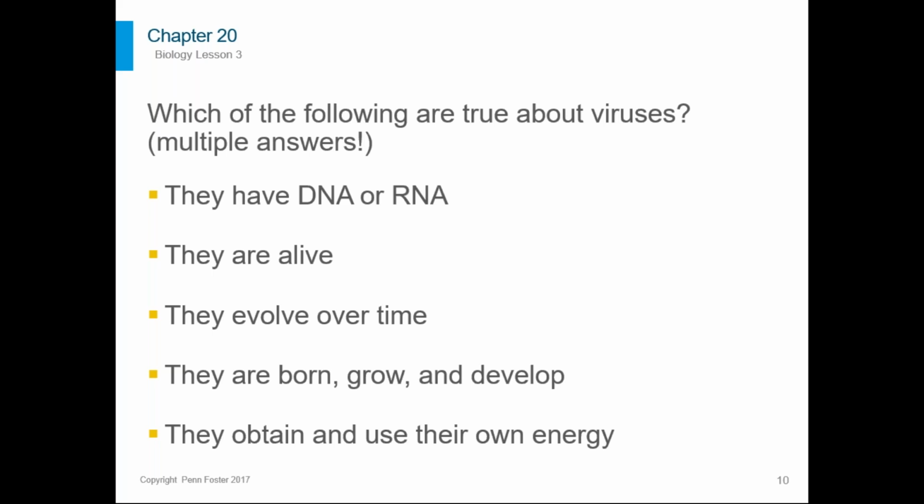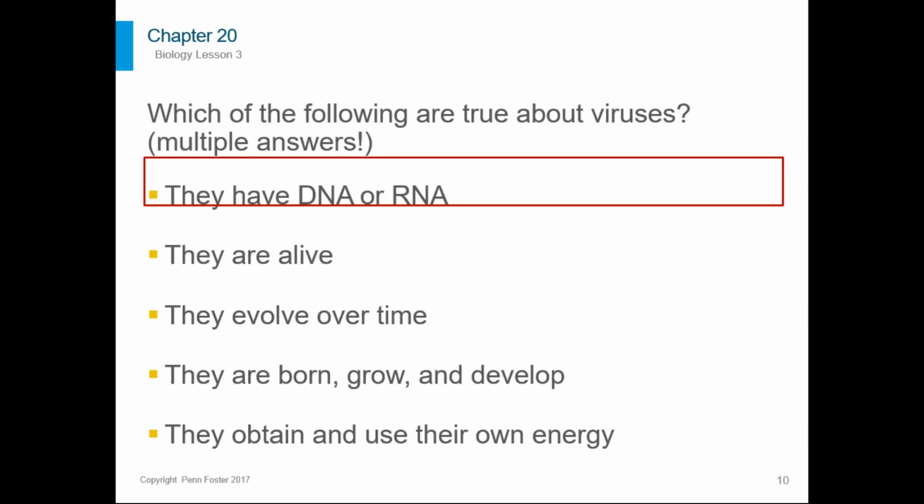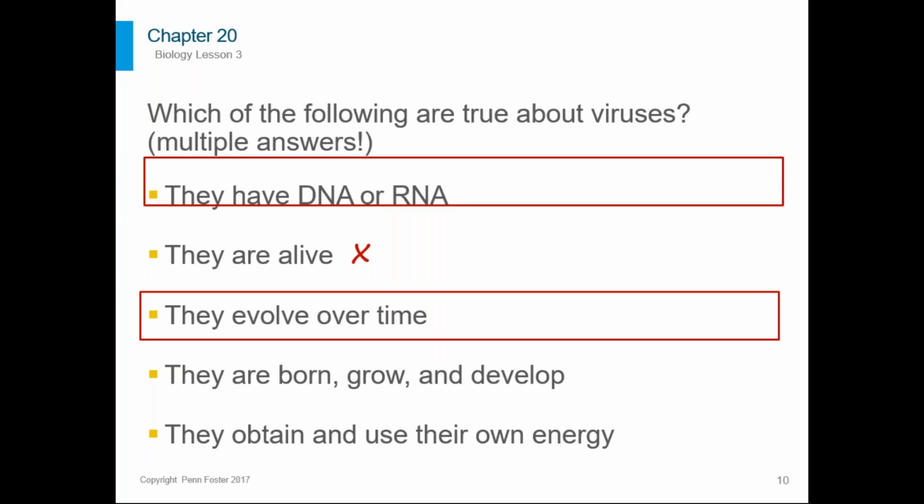All right, so which is true? They have DNA or RNA. That is true, but they are not alive. So they have a couple of parts that real living cells have. They have nucleic acids, the DNA. They have proteins, but they're not an entire cell. So they have DNA, but they're not alive. The next one, do they evolve over time? Yes, we're going to talk about that, how they can change a little bit.